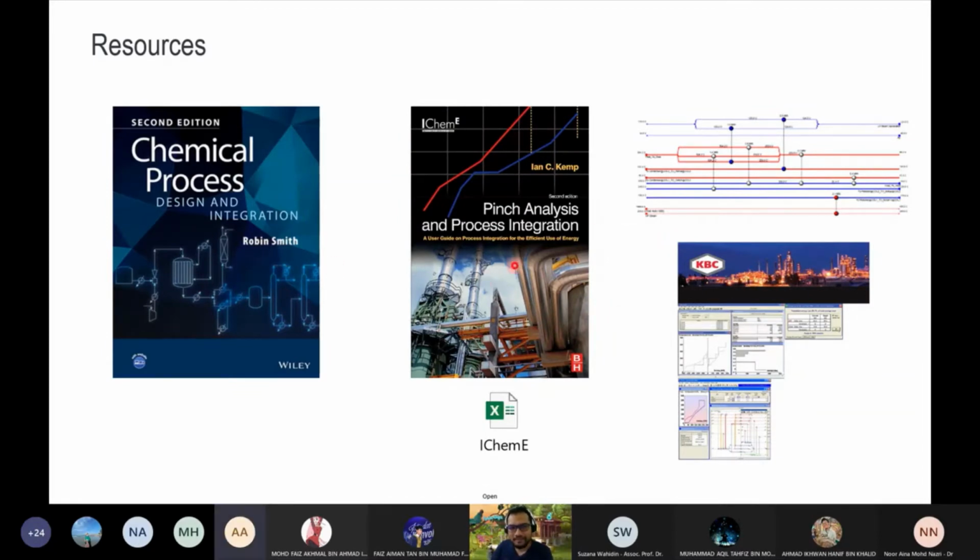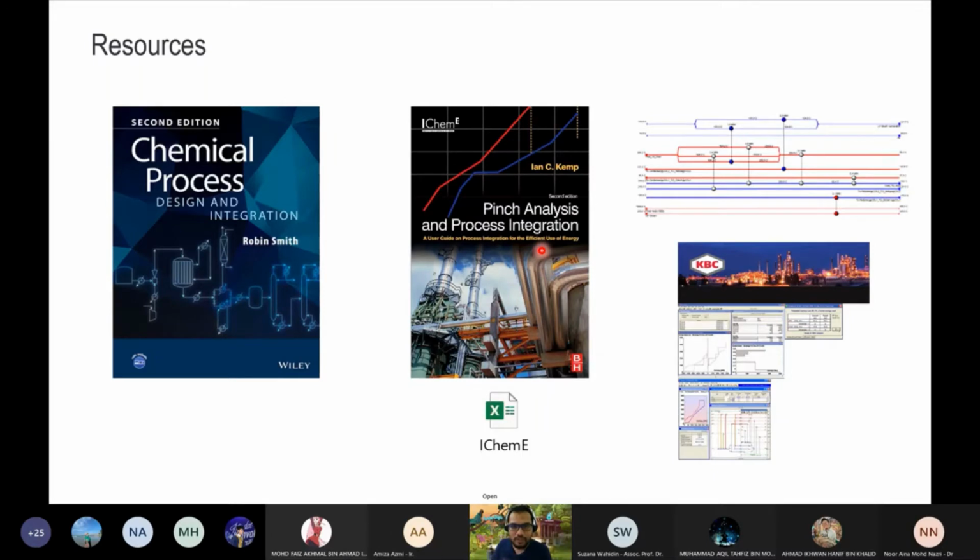Is there any soft copy for this? I think you can find it online. I have soft copies which I found online as well, and I can share them later.